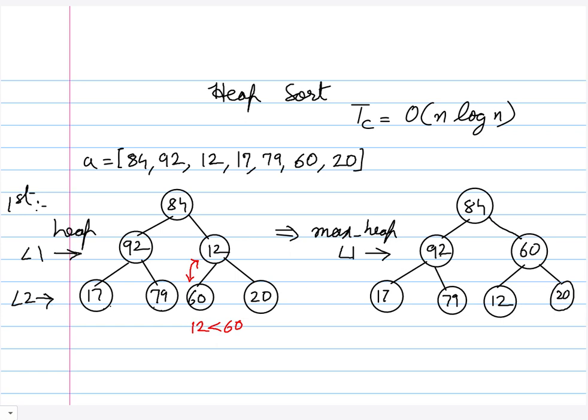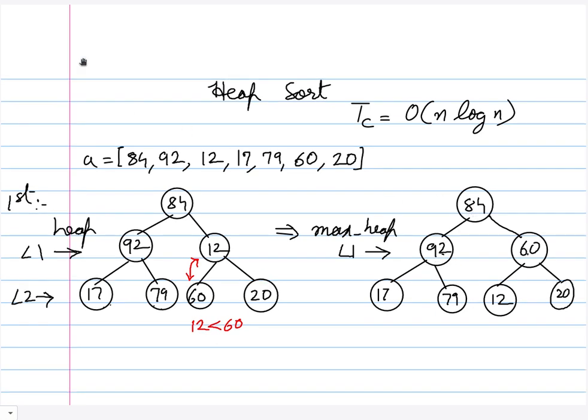At L1 we have 92 and 60, and the greater one is 92, and the parent element is 84. 92 is greater than 84, so we will swap it. After swapping, the root will be 92 and the child node will be 84. Then again we'll compare L1 with L2. We have 84, and the children of 84 are 17 and 79. 84 is greater than both children.